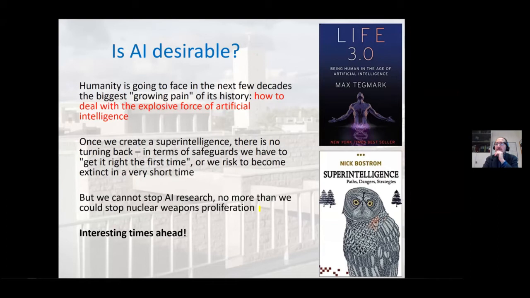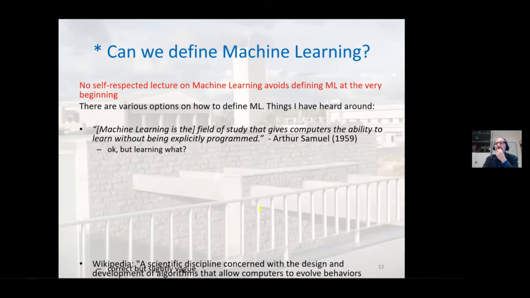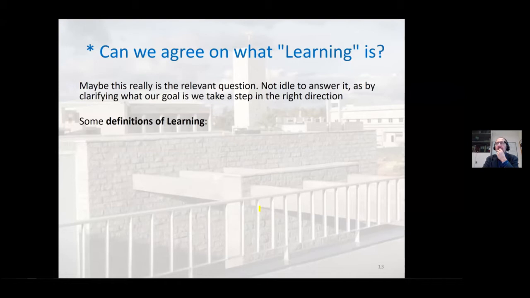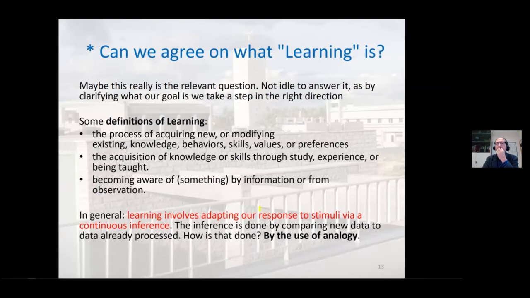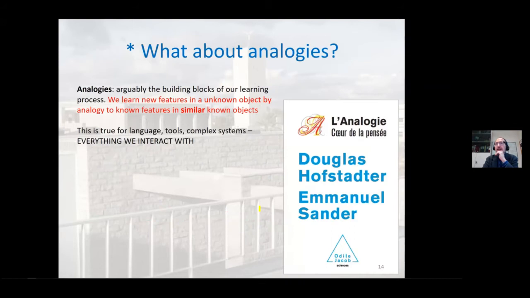So, can we define machine learning? I don't want to spend our time this way, but I want to make a point that we have to define what learning is, and you can define it in many different ways, but in general learning involves adapting your response to stimuli via continuous inference. This is done by comparing new data to data that you already processed and know about. And this process is called analogy, creating analogies. So analogies are the building blocks of our learning process.